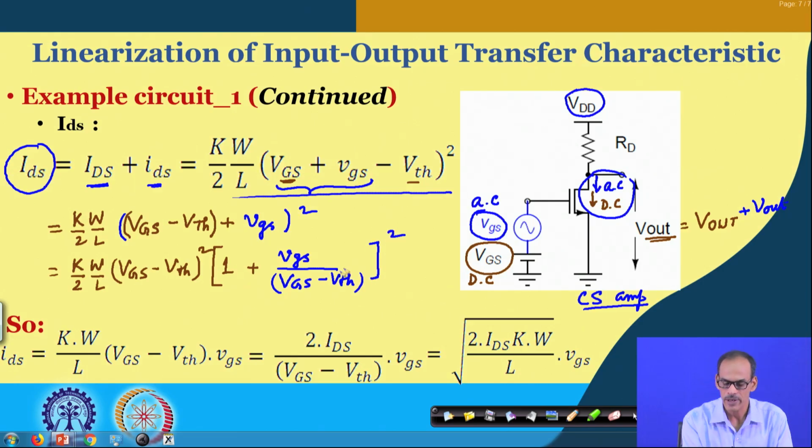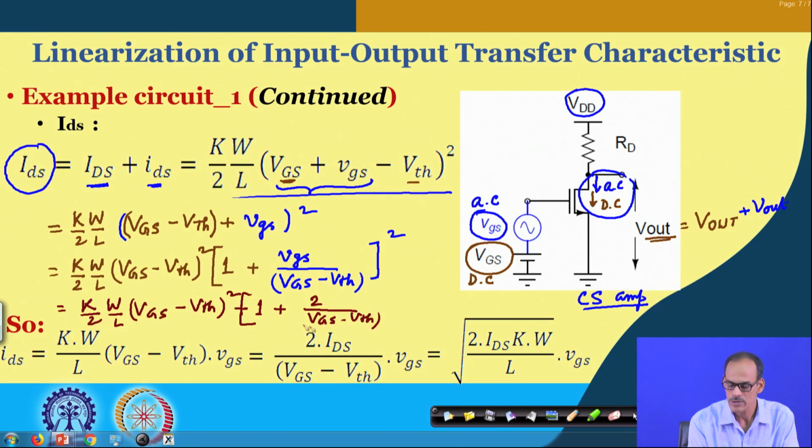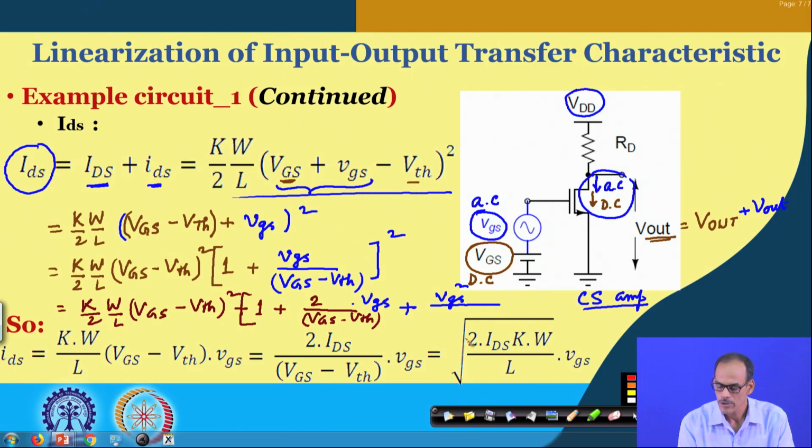Now, if I expand this part, let me write it: k divided by 2 W by L times (capital VGS minus VTH) square, times 1 plus 2 into small vgs divided by (capital VGS minus VTH), plus small vgs square divided by (capital VGS minus VTH) square.